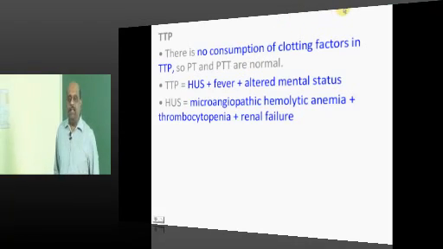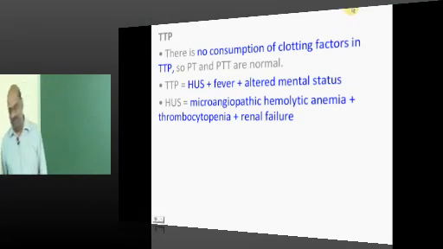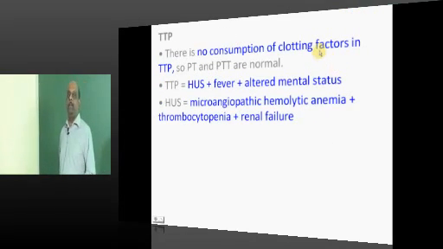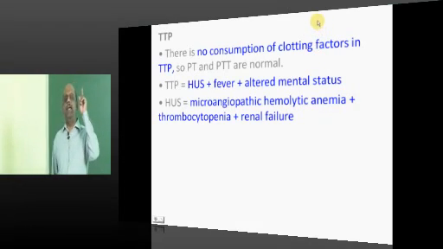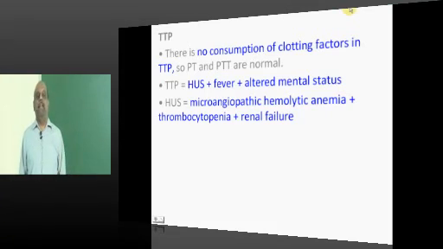This is the only thing they will test you, doctor, in tomorrow's exam. Tomorrow's exam or life's exam. Did you understand this point or not? PT-APTT is normal in TTP HUS because there is no consumption of coagulation factors. In DIC it is prolonged. The remaining thing is very easy. So next time when you open the book and read microangiopathic hemolytic anemia, every time, first thing, as a parrot, what will you remember? PT-APTT matter only.